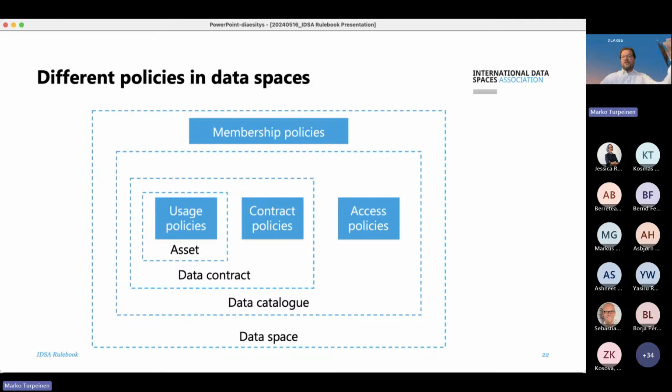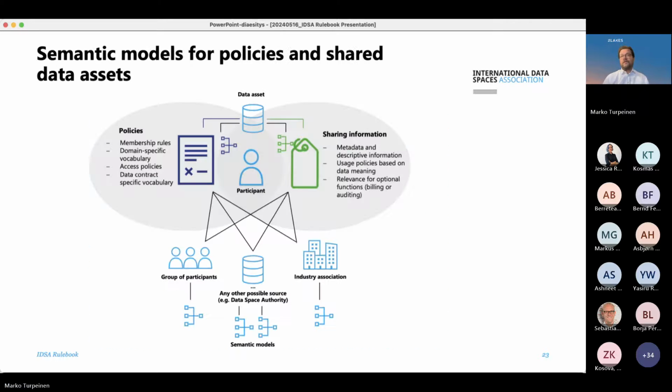So just examples of different kinds of access policies at different layers. And then you have these membership policies, so criteria, for example, that the data space governance authority has set, that these and these criteria have to be met before you can join as a member in the data space.